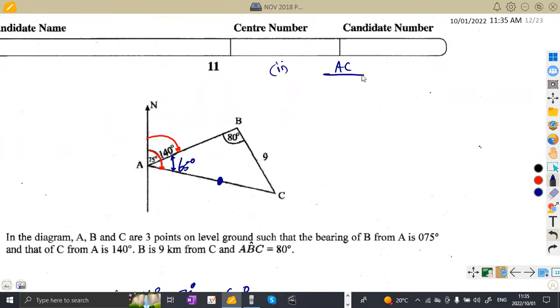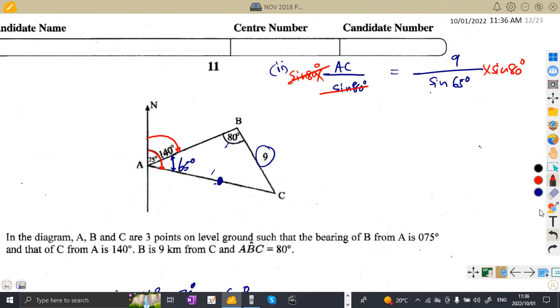Okay, so AC over the corresponding sine, which is sine 80 degrees, is equal to what we are given. It's 9 over the corresponding sine of the angle, which is 65 degrees. So I want to calculate AC. What am I going to do? To remove this sine 80, I can cross multiply, or I can just multiply by sine 80 on both sides.